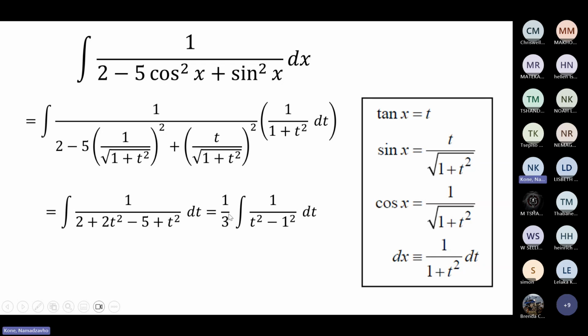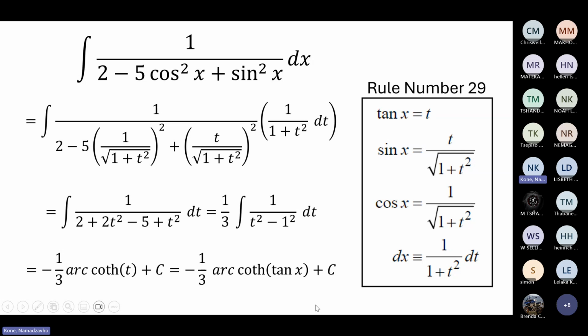Then that 3 that I've talked about is the 1 over 3 that you see out here. And the t squared minus 1 is this one. You just write it as t squared minus 1 squared so that we can pick a corresponding rule in our list, which is rule number 29. Yes, we agree.